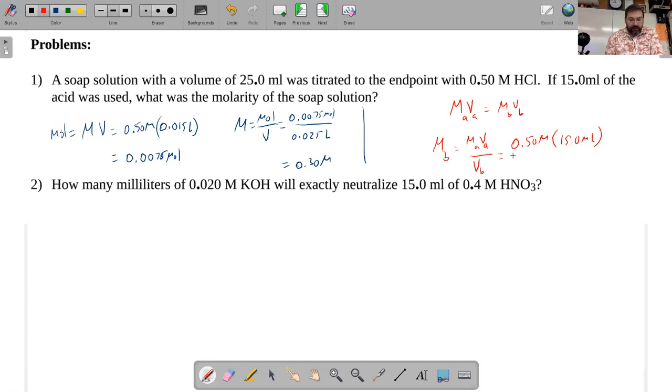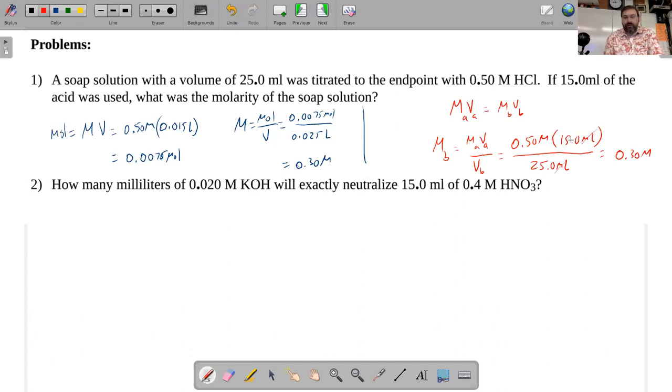It's okay to leave it in milliliters now because you'll see that the unit milliliter will cancel, divided by 25.0 milliliter of the base. So 0.5 times 15 divided by 25 is 0.30 molar. The units milliliter cancel out.